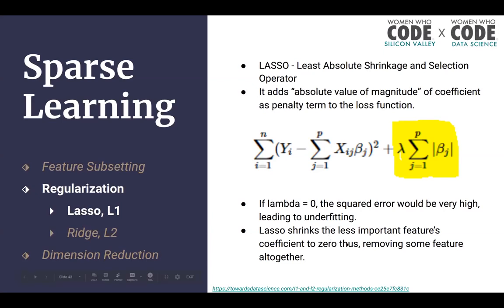So Lasso shrinks the less important features and coefficients to 0, thus removing some features altogether. So this is a good way for you to remove features completely.